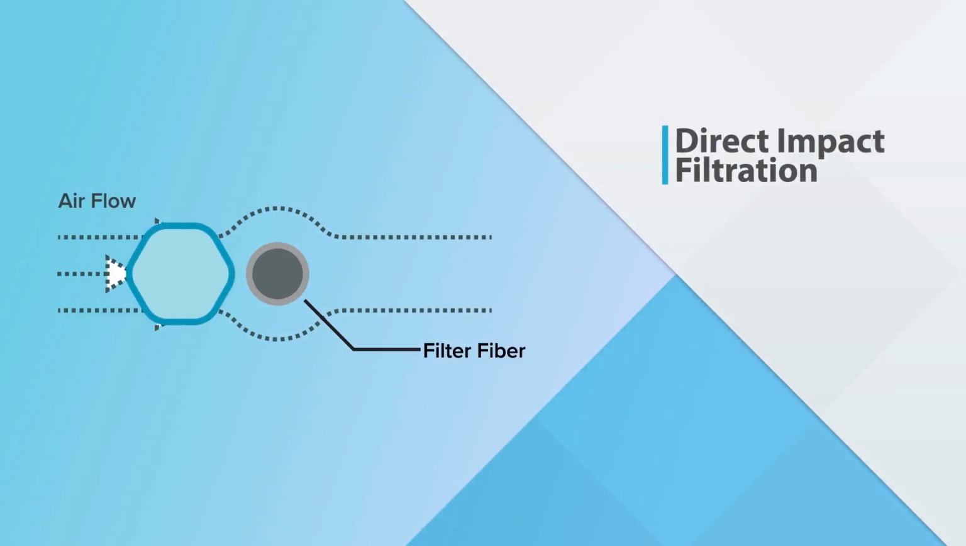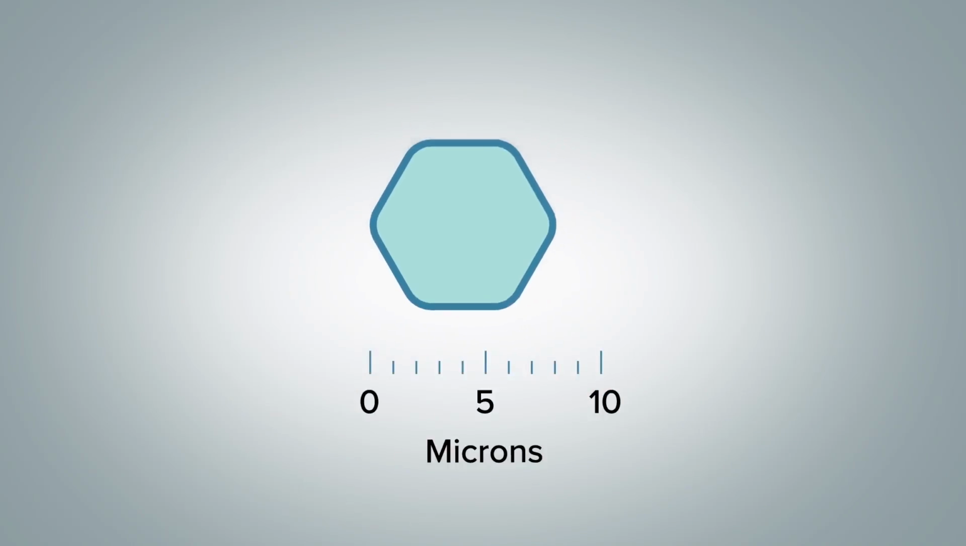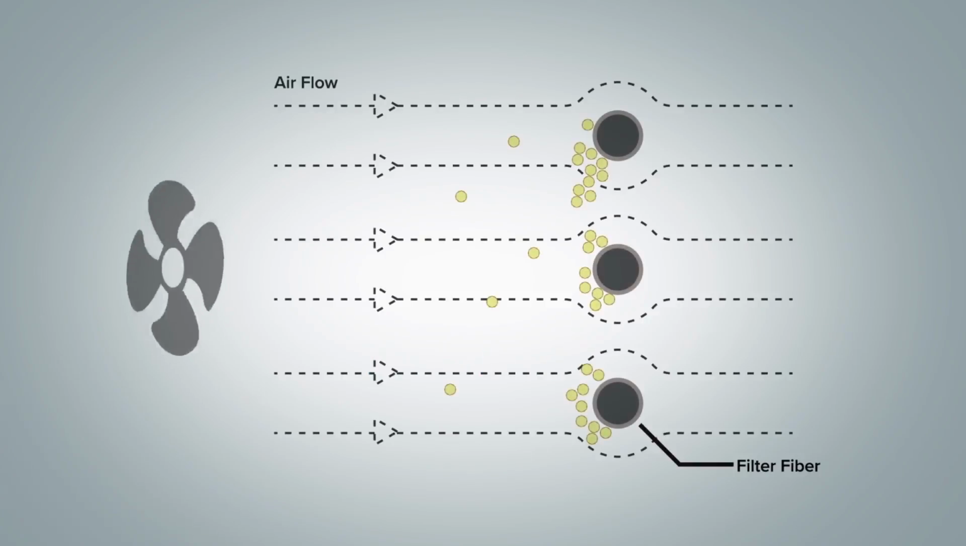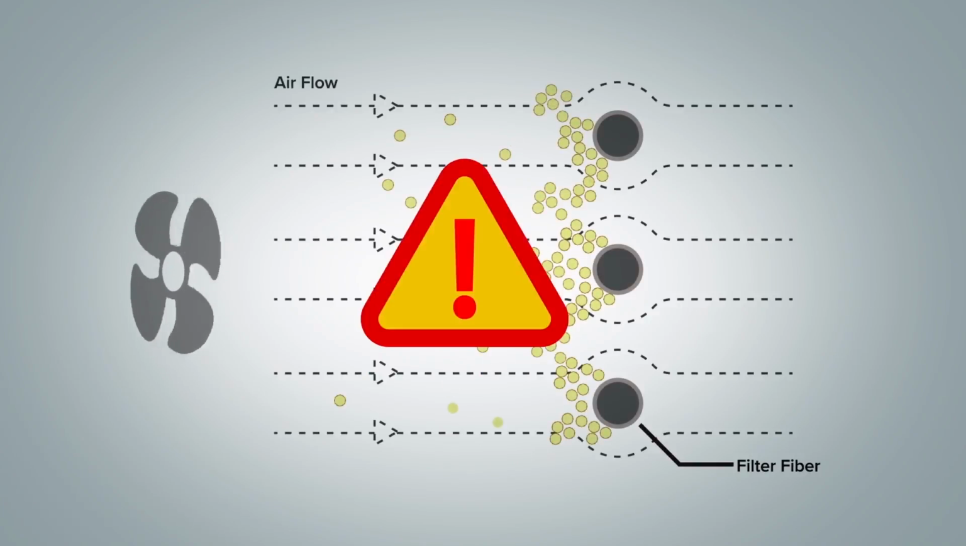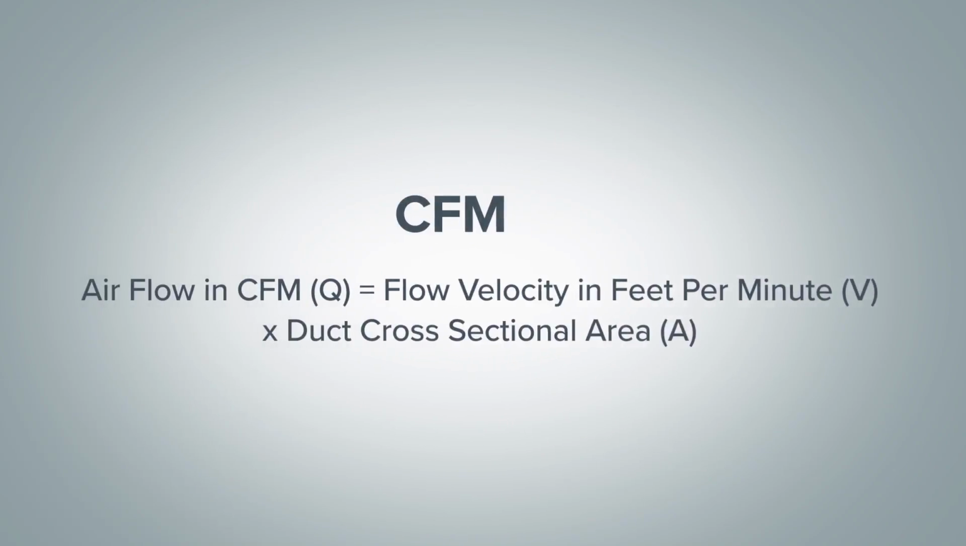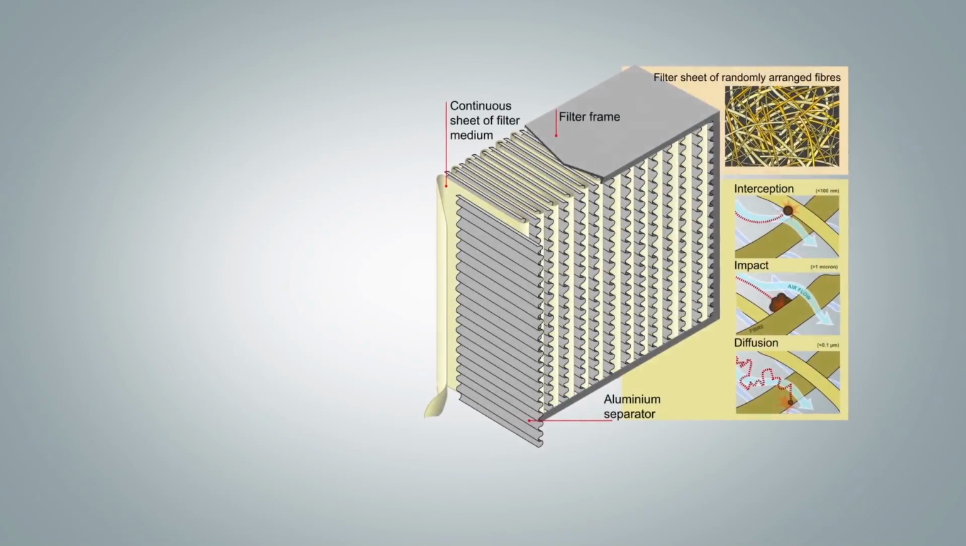True HEPA filters filter particles or microorganisms down to 0.3 microns and even smaller. With true HEPA, you need a very powerful fan to pass the air through the filter. Then the captured particles quickly plug the filter, which slows down the passage of airflow. In other words, it drastically lowers the rated CFM.